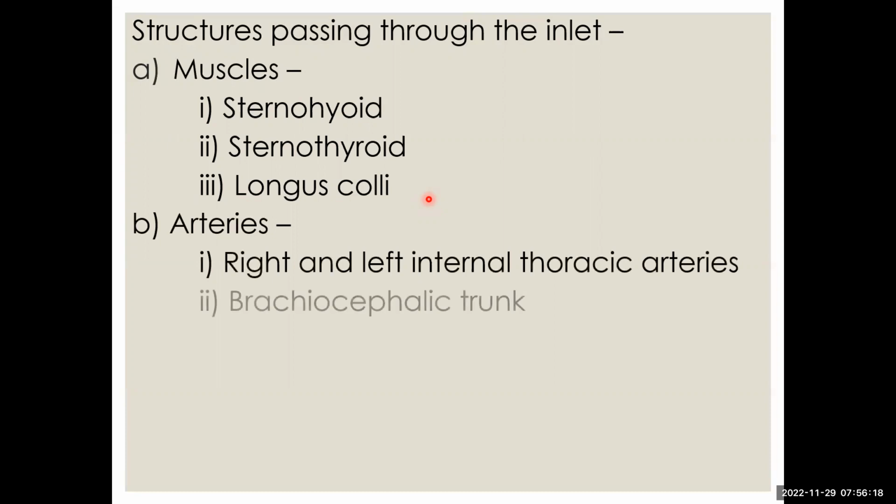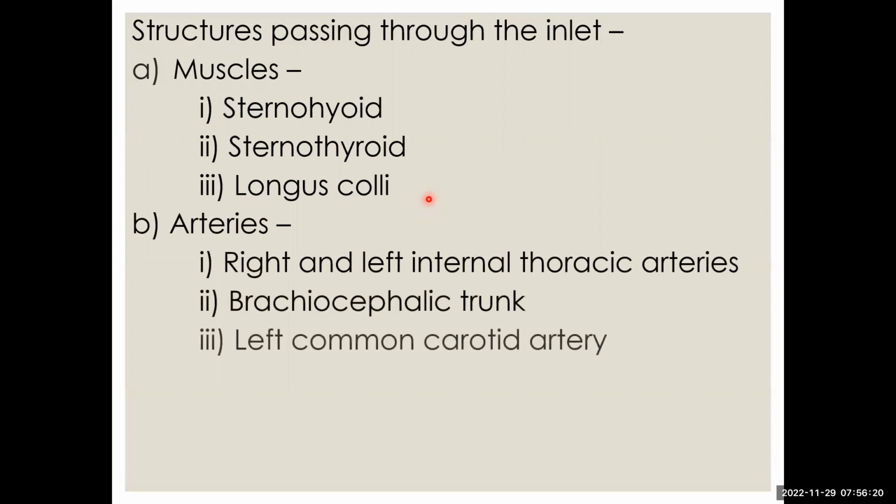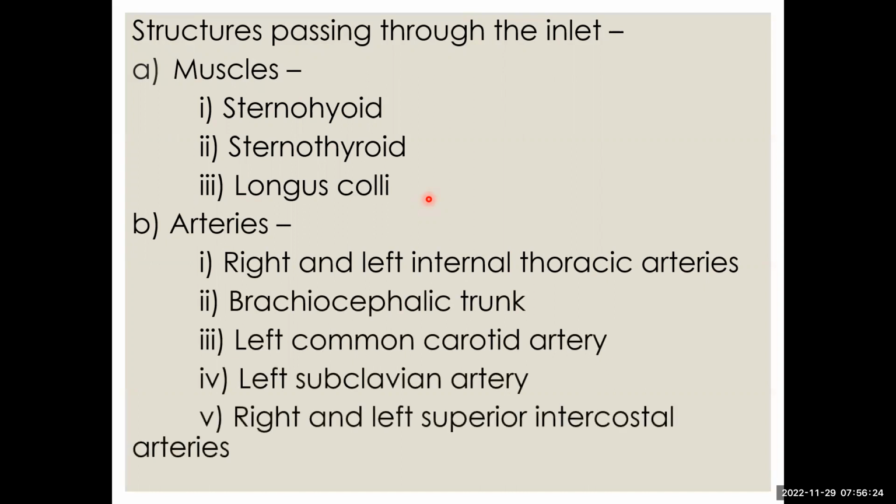Next, arteries. Right and left internal thoracic arteries, brachiocephalic trunk, left common carotid artery, left subclavian artery, and right and left superior intercostal arteries. All these arteries are passing from the superior mediastinum, that is from the thoracic cavity, into the neck through the inlet of thorax.